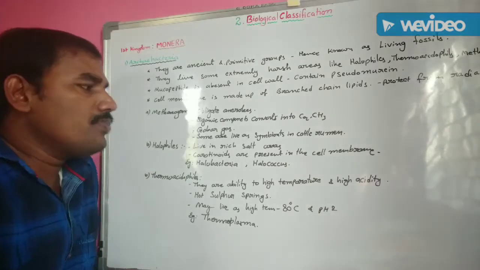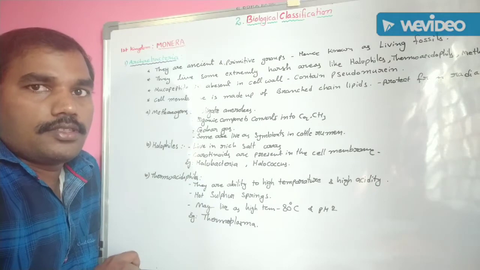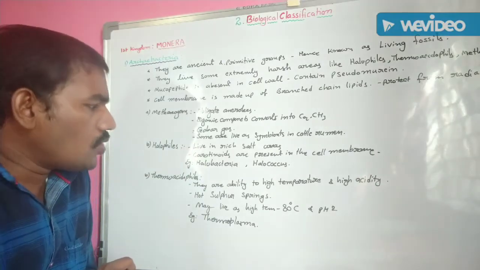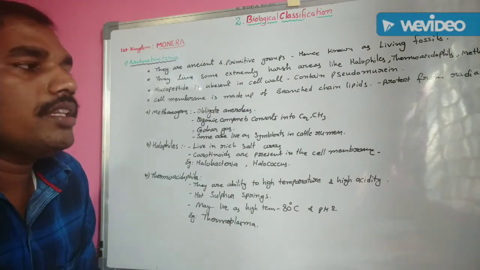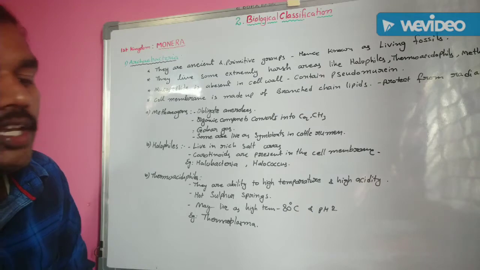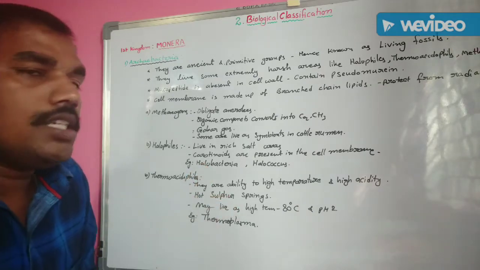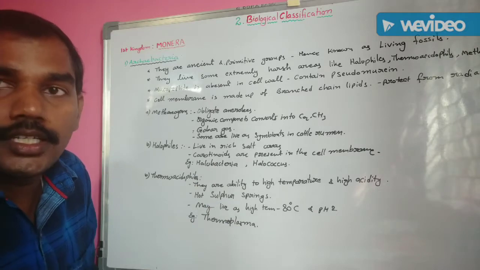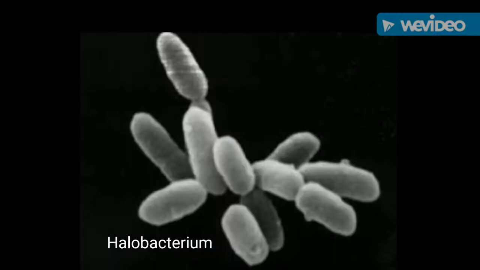Halophiles. Halophiles means they live in highly salty areas. Next one. Carotenoids are present in the cell membrane. By the presence of carotenoids in the cell membrane, they are protected from radiations also. Example, halobacteria and halococcus. Halobacteria and halococcus bacteria are examples of halophiles.